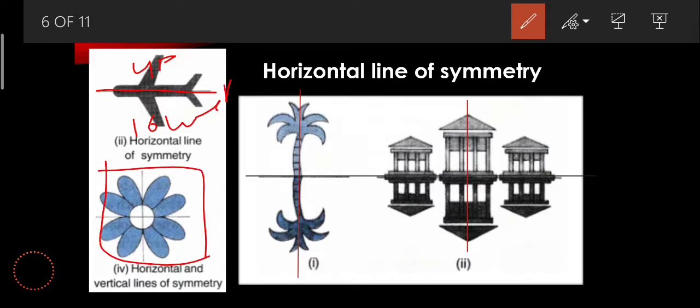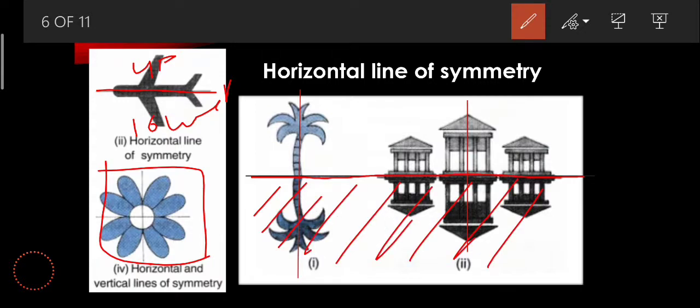Now look at this figure where one tree is there. So this is actually the horizontal line of symmetry, and this is the water reflection. Here the water is there where we could see the reflection. So the reflection is exactly the same as the original one, but the line of symmetry is horizontal.